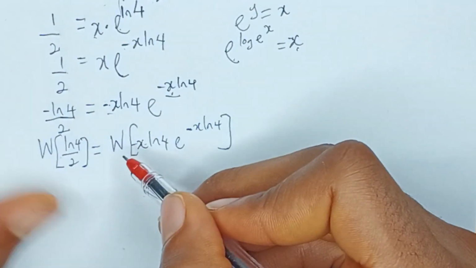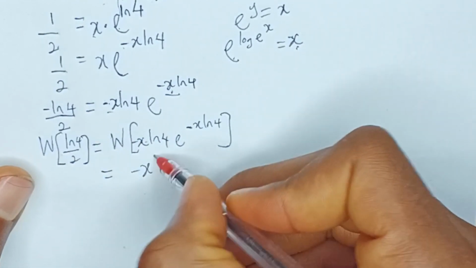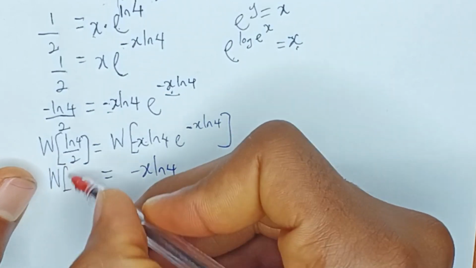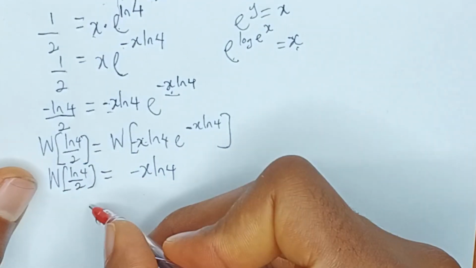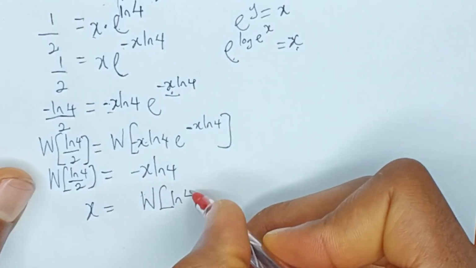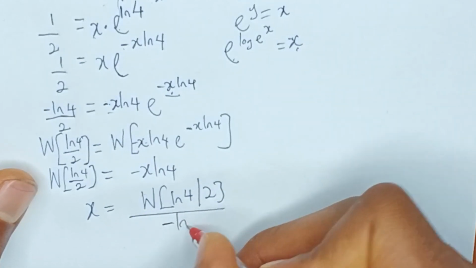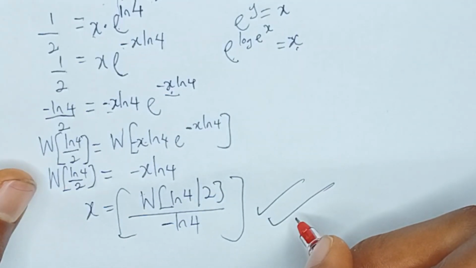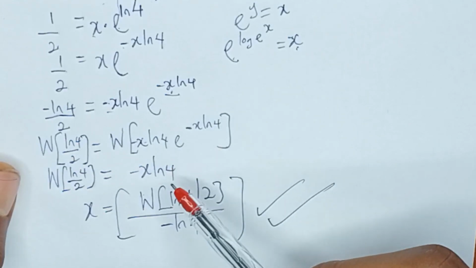Now, at this point, according to the law, this becomes equal to negative x ln 4, whilst on this part, you still have W of negative ln 4 over 2. Then, hence, it means that x now becomes equal to W of negative ln 4 over 2 divided by negative ln 4. Alright? Now, if we go and input this into the Wolfram Alpha calculator, we are going to get a meaningful answer that gives us what our x is.